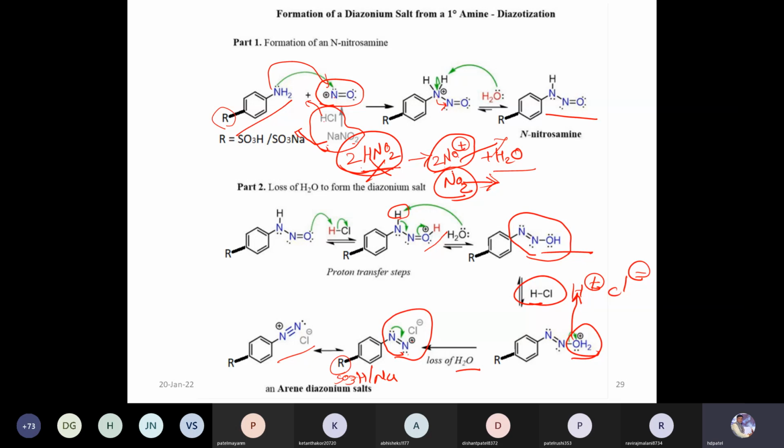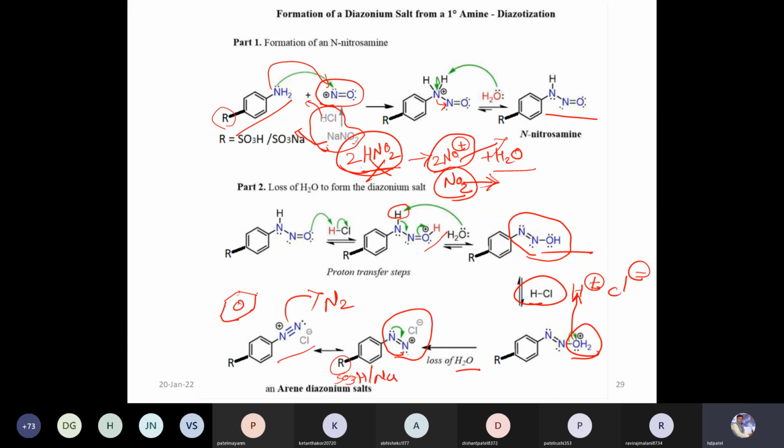So we have to maintain the temperature throughout the reaction. Second, if we do not maintain the temperature over here, then what happens? This diazonium salt will immediately convert into N2, and a positive charge will be on the ring.